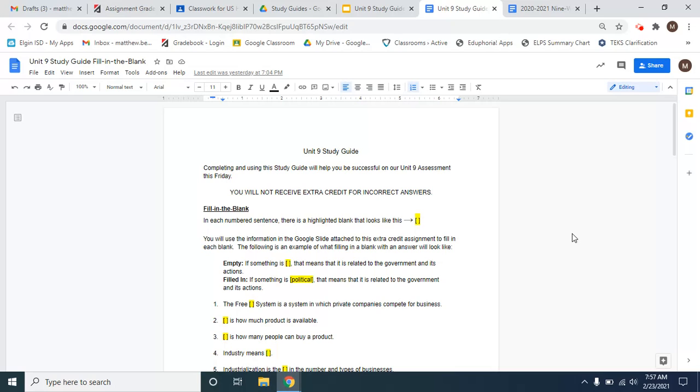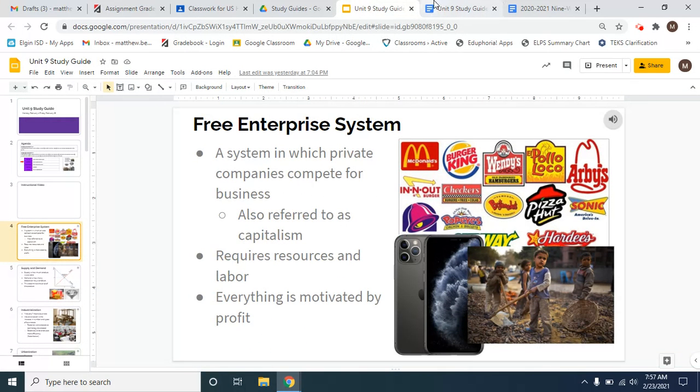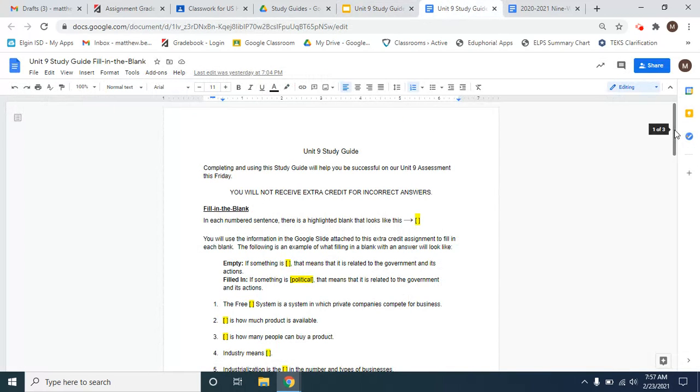I want everyone to go through the entire unit's information and fill in this study guide. It is going to be its own grade, but you're also going to get extra credit for completing it. So you get double benefit for doing this. Plus, obviously, it's going to remind you of a lot of the stuff that's going to be on the test this Friday.